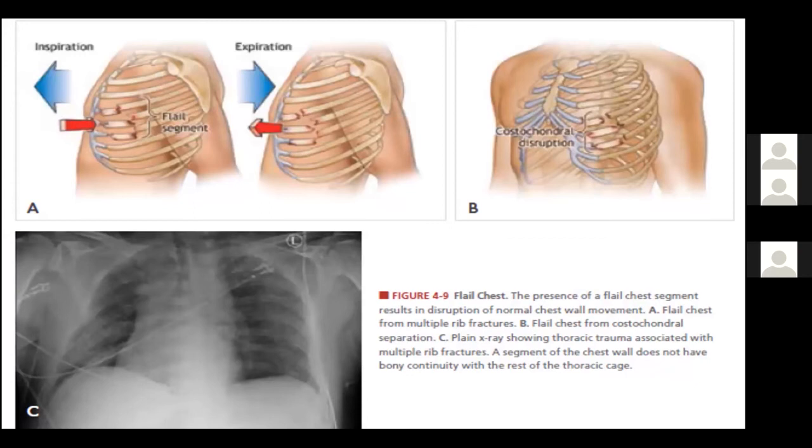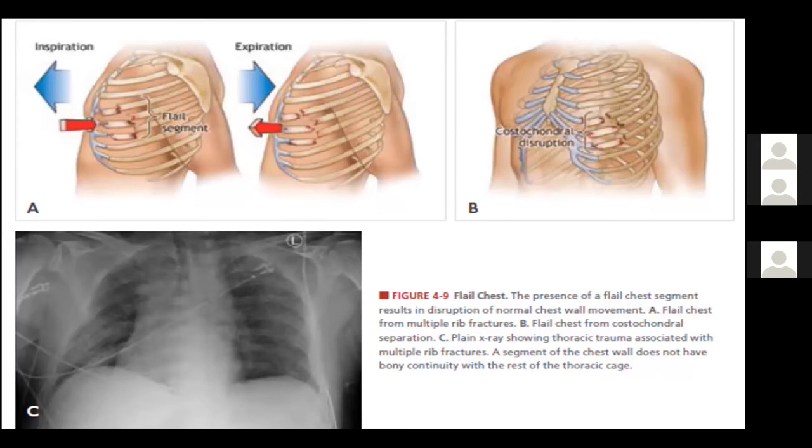Like flail chest. It is catastrophic if you find a patient who has a flail chest. What is a flail chest? A flail chest is, by definition, a fracture in two consecutive ribs on both sides. What is the problem here? The problem is paradoxical movement of the chest wall.